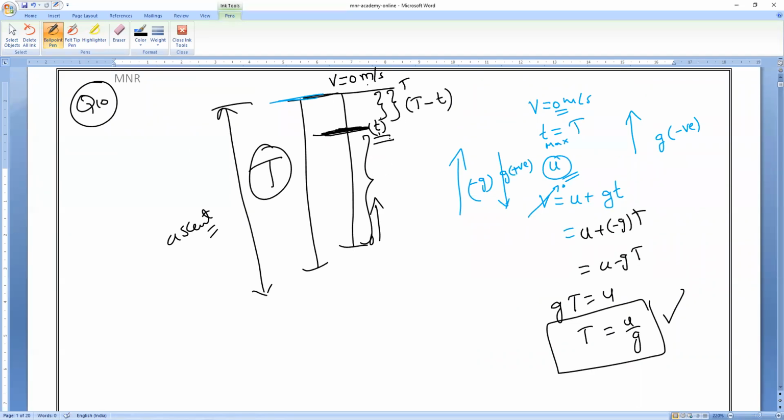So what is the time taken up to here? You can see that it gives the difference T minus t. Is it okay, everybody? Yes or no? All of you? Yes, sir. So that is what you have to remember.